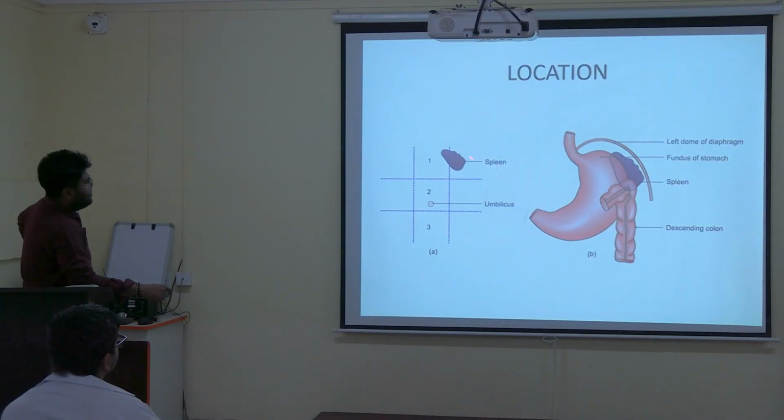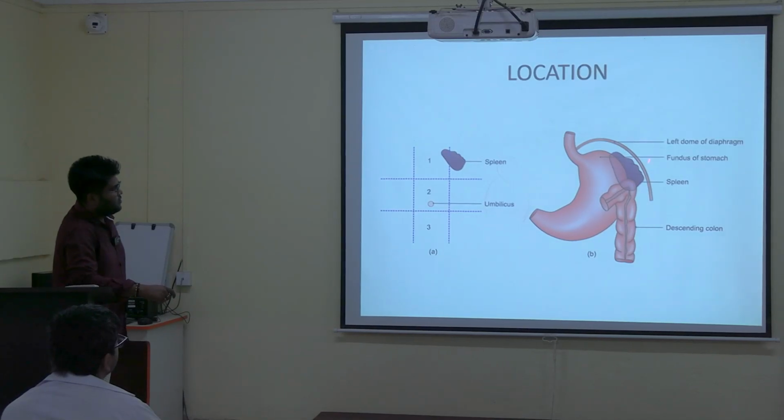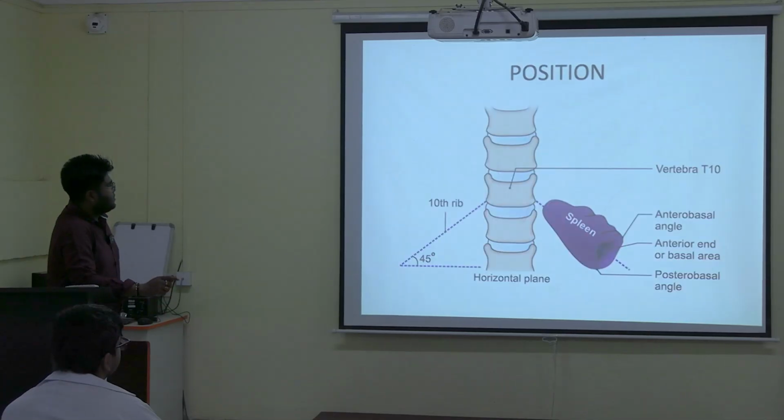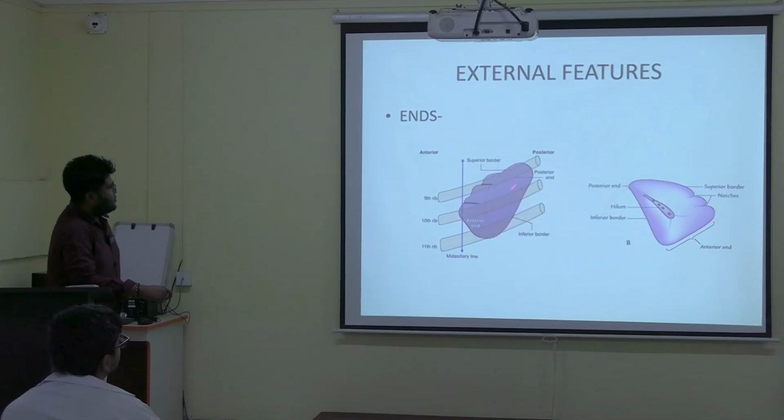So next, you all know this is present mainly in the left hypochondrium region. So this is the location of your spleen. By looking at this you can easily tell this is the splenic flexure, and mainly the fundus of the stomach is attached here. You all know these things. So see, this is present like this, the anterior end is broad and this is the posterior end, and it is present mainly at your 9th, 10th and 11th ribs.